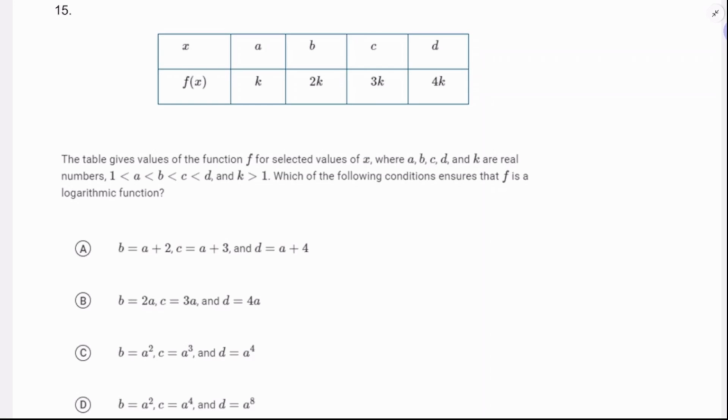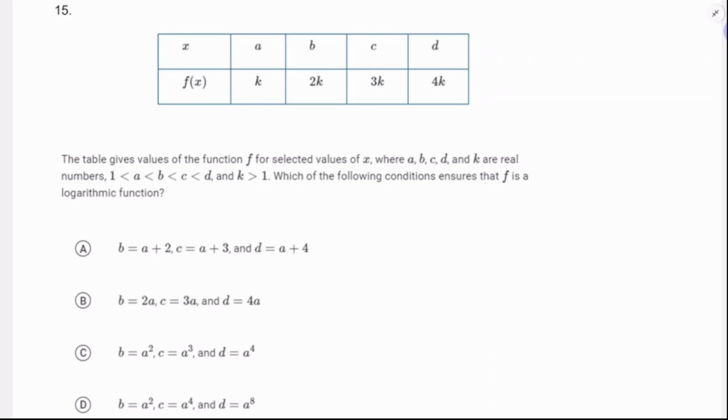Now number 15 is giving us values of f for selected values of x where a and b and c and d and k are all real numbers. We've got this thing where a, b, c, and d are in ascending order, which are all greater than 1, and k is greater than 1. Which of these conditions would ensure that f is a logarithmic function?